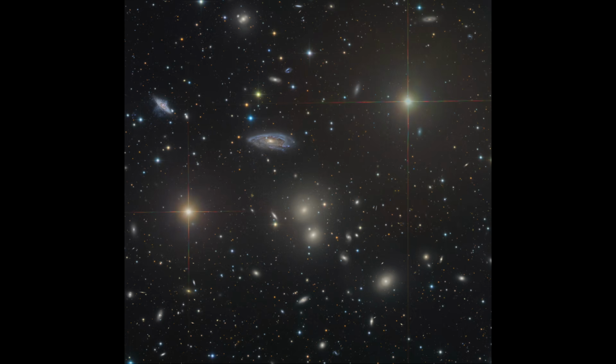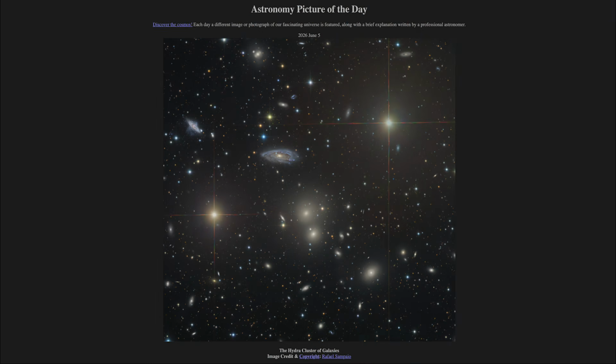So here we're seeing one of the smaller groups of these where we just have a galaxy cluster. Again, thousands of galaxies, relatively close together, bound together by their own gravity. And those then group into much larger clusters that give us the overall structure of our universe. So that was our picture of the day, titled The Hydra Cluster of Galaxies.